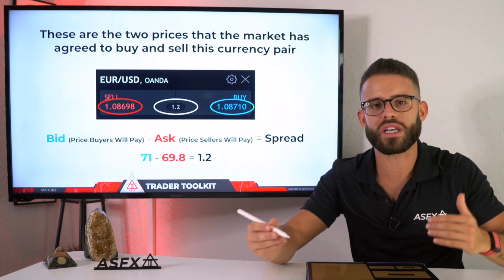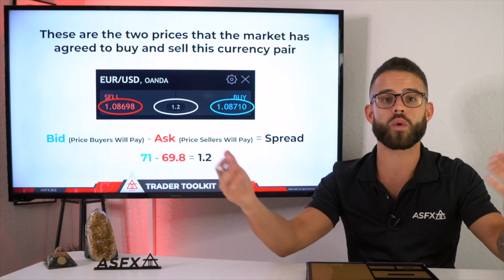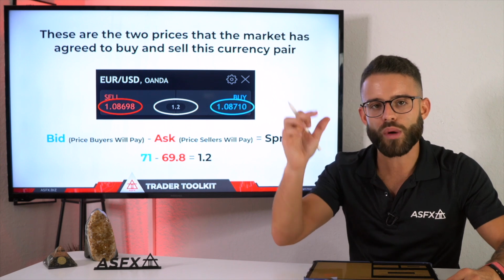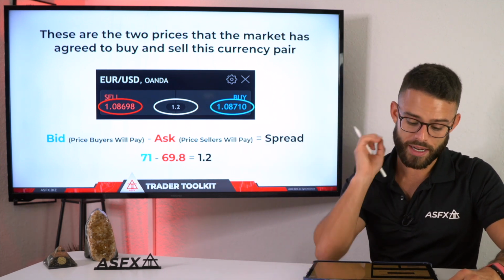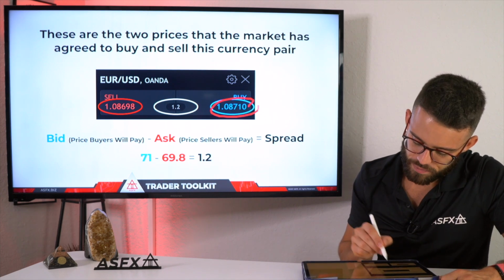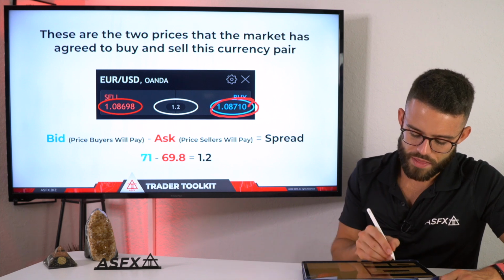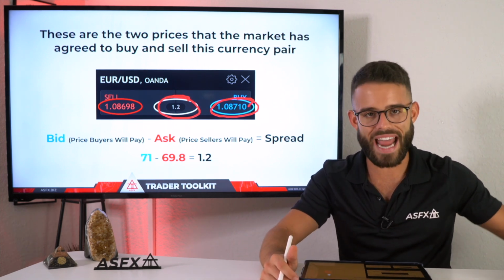Spread is important because if spread goes to 5, 6, 7 pips, whether it's because of news or whatever it is, sometimes the brokers will just have bigger spreads. That bigger spread will chop into the trade that you're potentially taking. So just keep in mind, if I'm looking to buy it here at 1.0871, this 1.2 spread is basically how much I'm going to start negative on that trade.